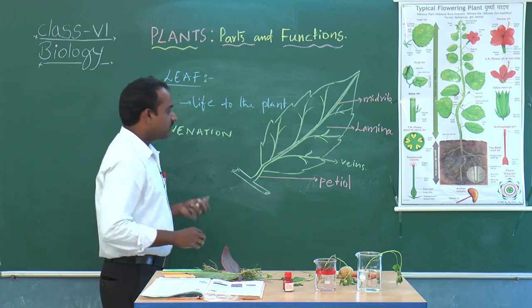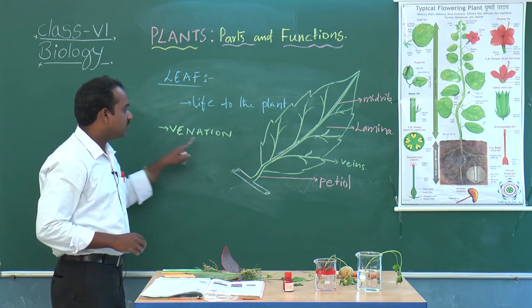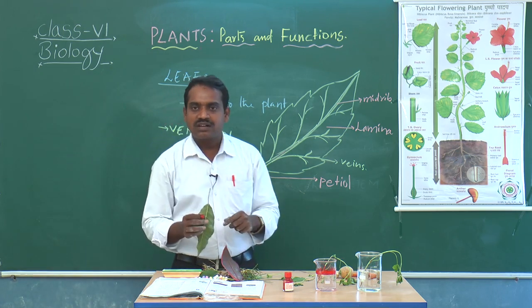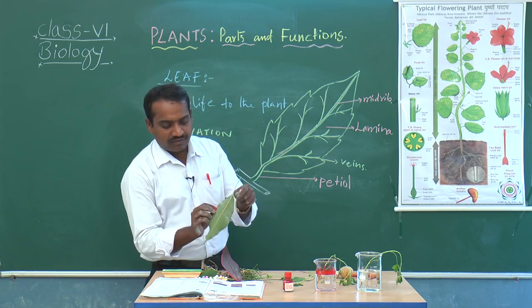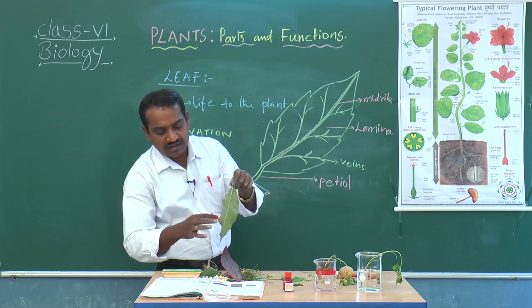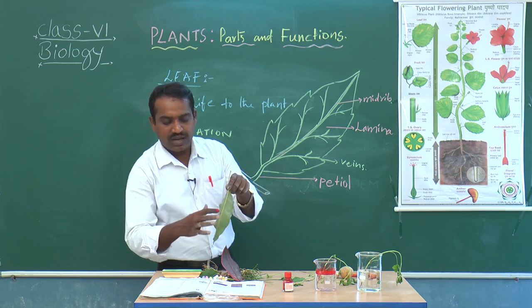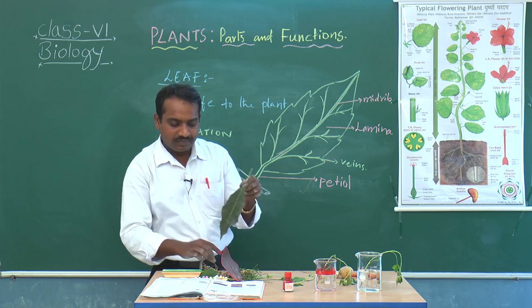The arrangement of veins in the lamina of the leaf is called venation. The venation is also not similar in all kinds of leaves. For example, just see this leaf here. There is a prominent midrib from which the branches are arising, and these are arranged like a network or web. This kind of arrangement is there in this leaf.